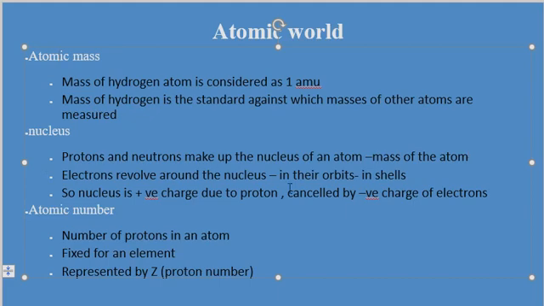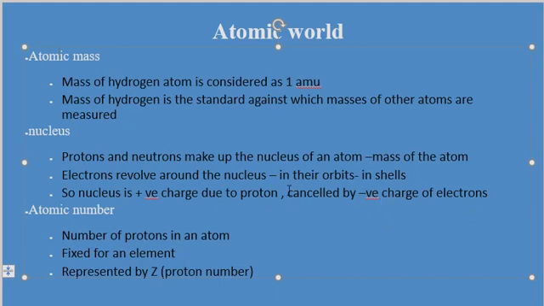Electrons revolve around the nucleus in their orbits called shells. The shells are named K, L, M, N, O, P. It starts with K: first shell is K, second shell is L. The nucleus has positive charge due to protons and it is cancelled by the negative charge of electrons, so the atom is overall neutral, neither positive nor negative.